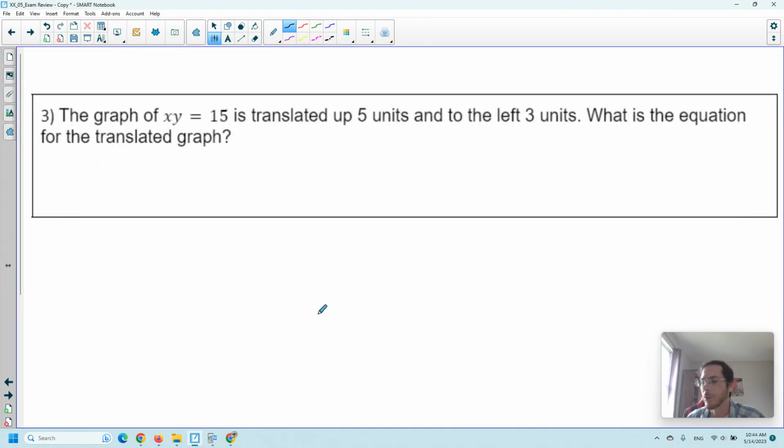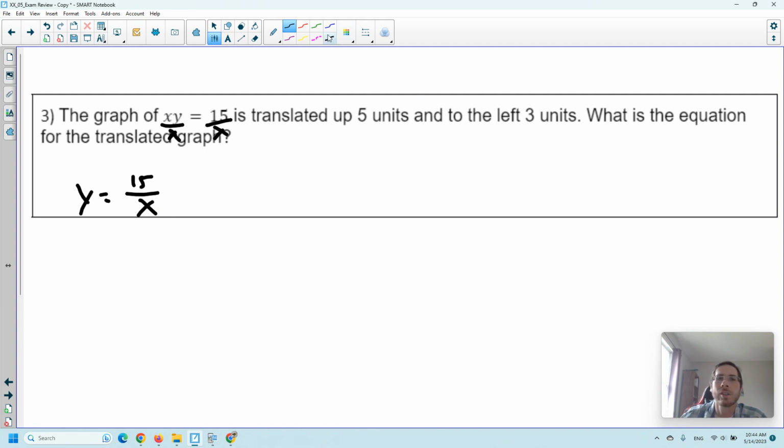All right, for number 3, graph of xy equals 15 is translated 5 up and left 3. What's the equation for the translated graph? I want to divide both of these by x. So I get y equals 15 over x. And now that looks exactly like the rational functions that we did in class.